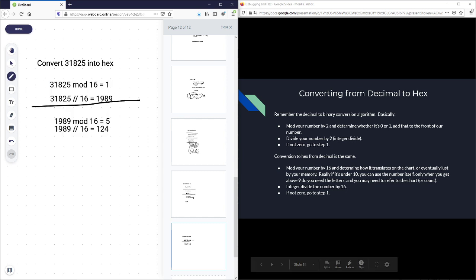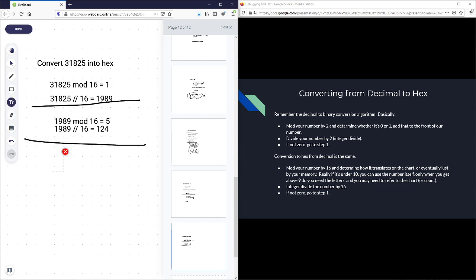Nice. And so you see that because 255 is FF, we're going to get down to 0 by the next 2 hexadecimal digits. So 124 mod 16 should be what? 4, so that'll be 12.